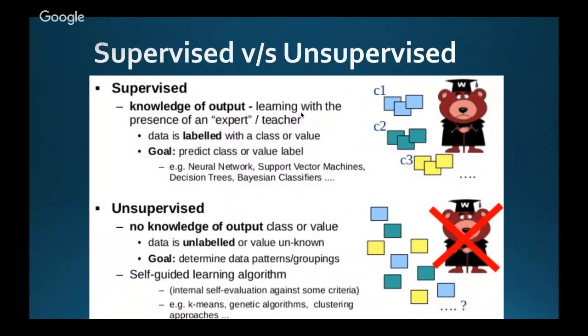And now, what is unsupervised learning? When no knowledge of the output class or value is present and data is unlabeled or the value is unknown, and even then your goal is to determine the data pattern or groupings, all of it has to be done via a self-guided learning mechanism or algorithm. This is known as unsupervised learning because you don't have anybody to supervise you. All you do is internal self-evaluation against some criteria and figure out a self-guiding mechanism. Examples: K-means, genetic algorithm, clustering approaches. All these are examples of unsupervised learning.